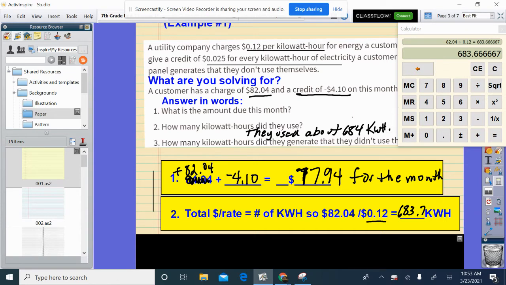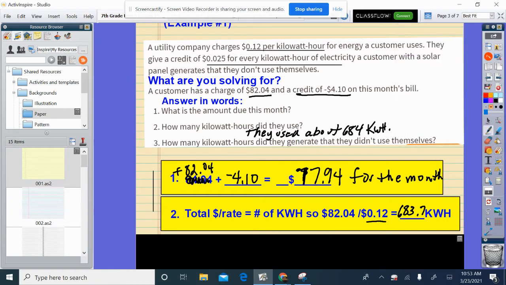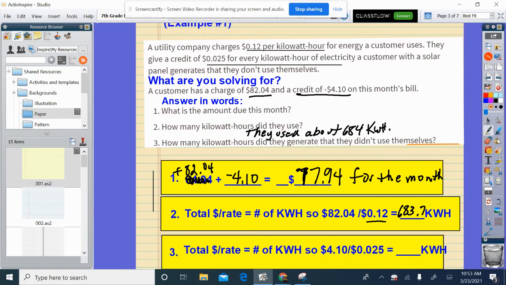So you could say about that much, or you can round up to the nearest tenth, or even the nearest hundredth. That's all okay. So now we have the third question. How many kilowatt hours did they generate that they did not use themselves? So they sold it back to the power company.